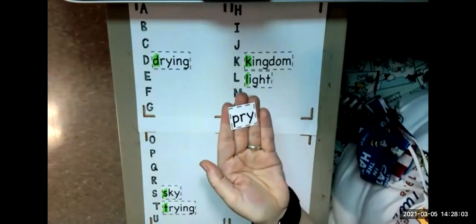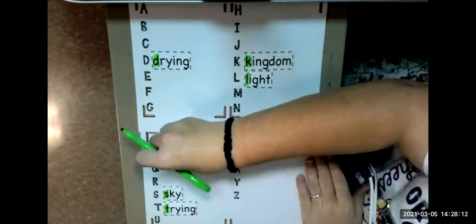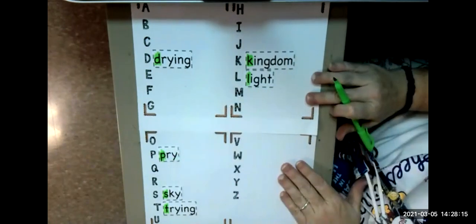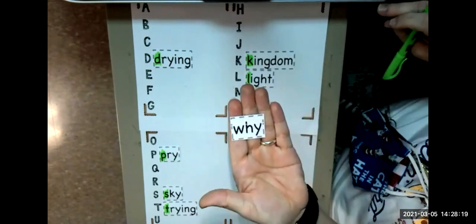There we go, just barely. Okay. Our next word, pry. The first letter is the P. We're going to put that with the P's on our list here. Our next word, why. And the first letter is a W. So it goes on the W's.